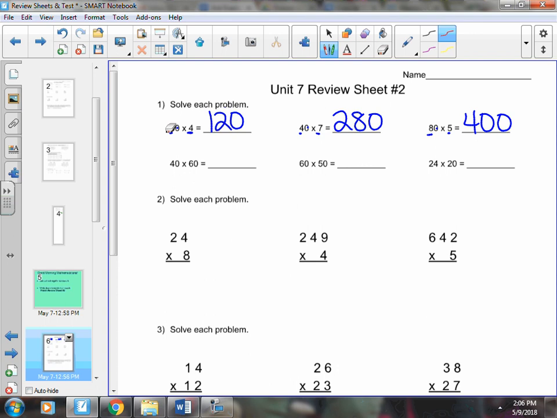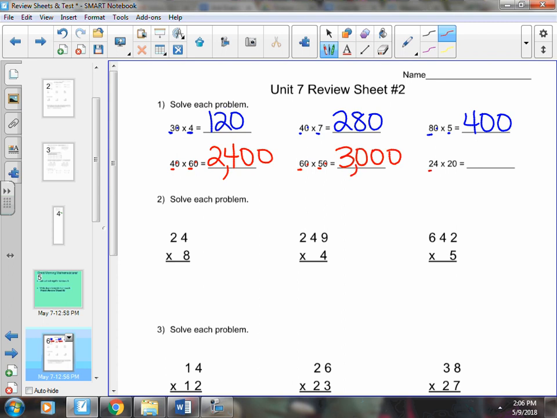The second row, 4 times 6 is 24. 2 on the left, 2 on the right. 6 times 5 is 30. Now that zero is part of the basic fact. We need two more zeros in addition to that. 2 on the left, 2 more on the right.